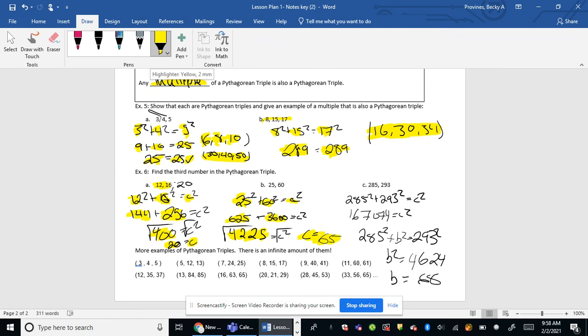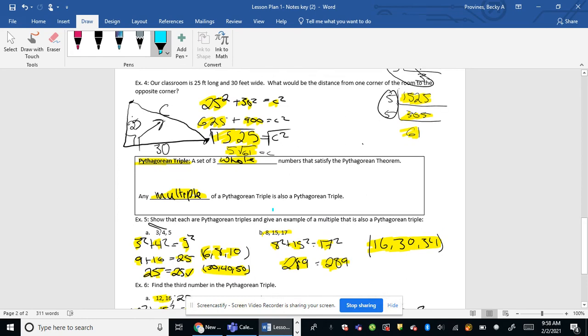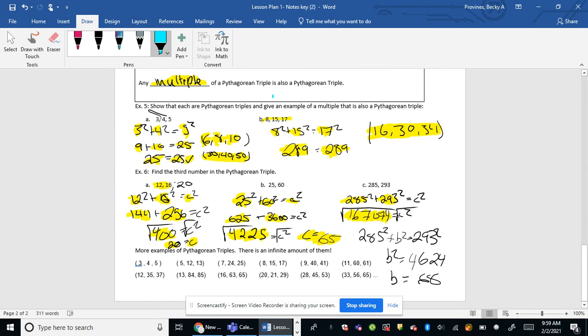Okay, now this last one, again, we're just going to assume that these are the shortest lengths. So if we get 285 squared plus 293 squared equals c squared and add those together, we get 167,074. If we take the square root of 167,074, we are not going to get a whole number. But notice that the definition for a Pythagorean triple says we need whole numbers. So let's try a different option.